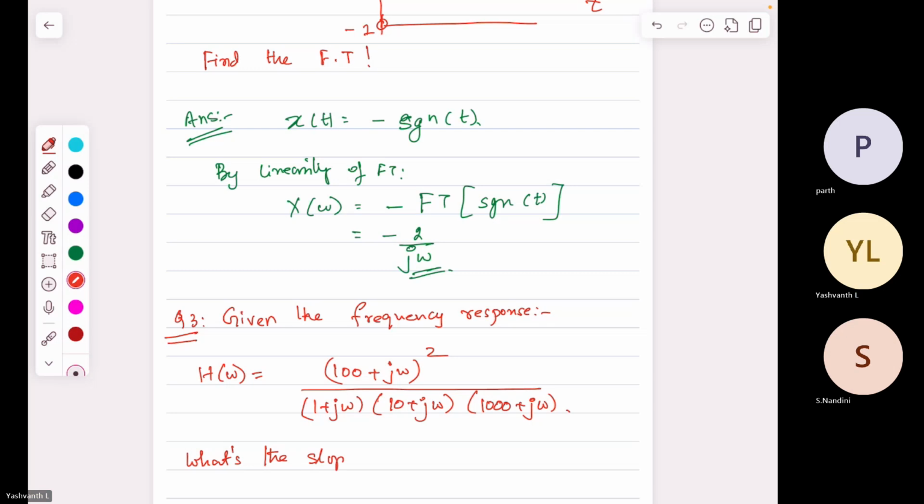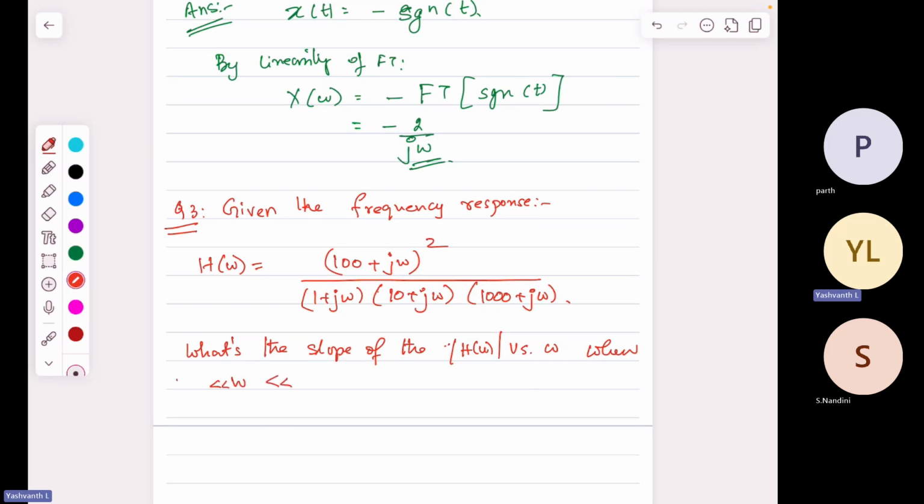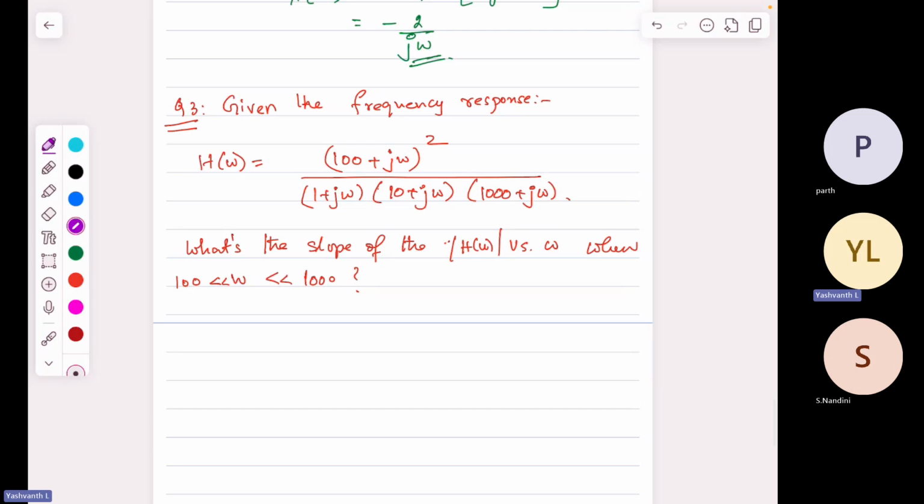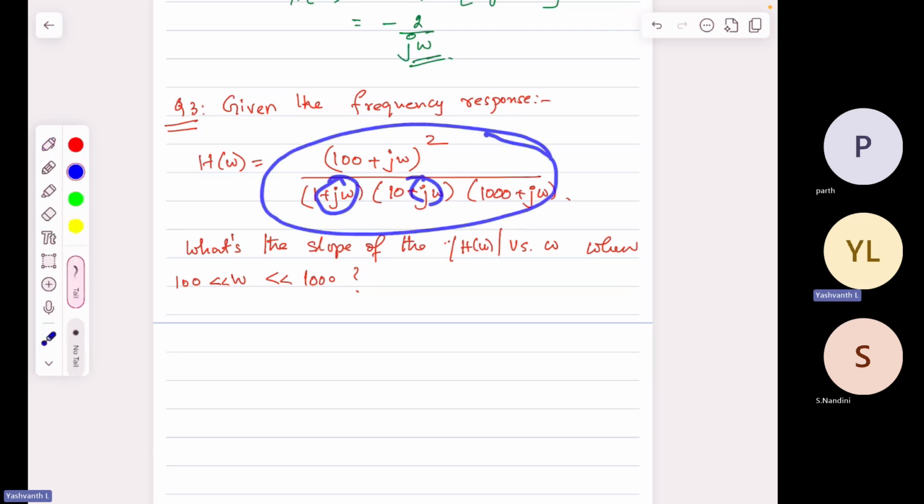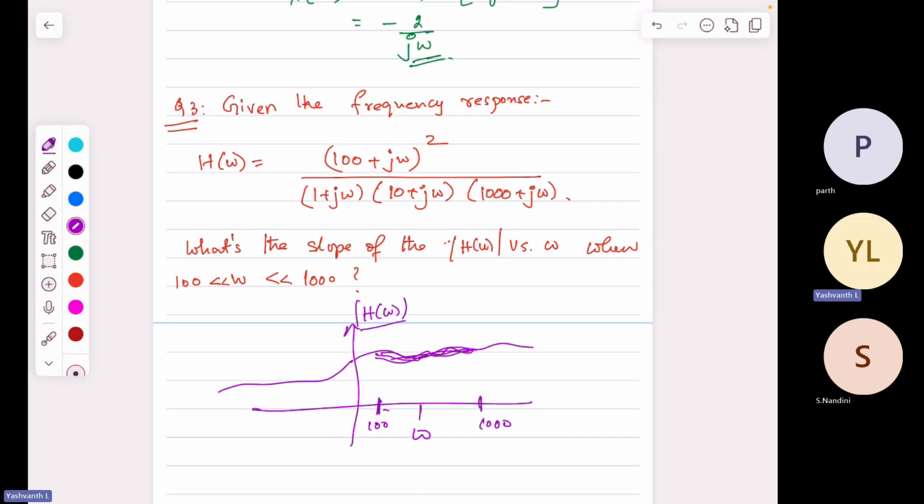Now the question is, what is the slope of the magnitude, mod of H of omega versus omega, when omega is a number much greater than 100 but much smaller than 1000? Essentially, H of omega is a complex number because j is coming, so it is complex for different omega. So you can find the magnitude of H of omega, which comes out to be some graph. You take omega much greater than 100 but much smaller than 1000. Now you have the curve in this region. I'm asking, what is the slope of the magnitude of H of omega in this region?